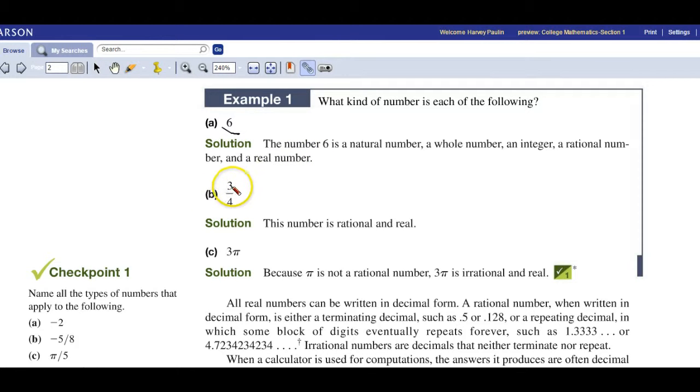Now for letter B, here we have a fraction whose equivalent, if you're familiar with that, is 0.75, and it terminates. So this is a rational number, and it's real. Remember, every number we're going to deal with is going to be a real number. In letter C, another irrational number is pi. So this is 3 times pi. So this is not a rational number. It is irrational and real. And they give you some material that we've already mentioned.